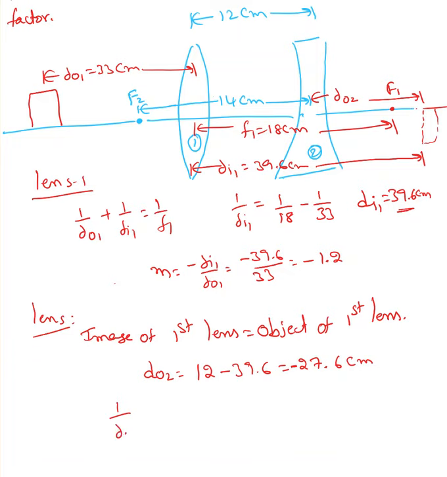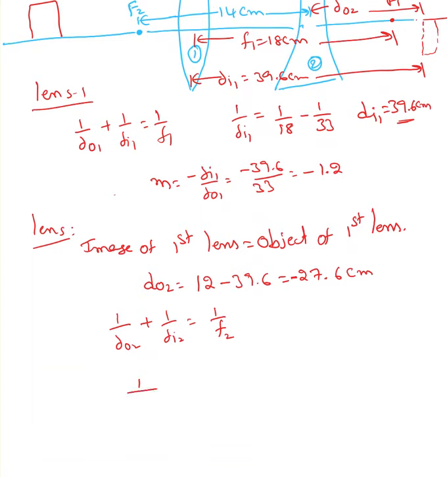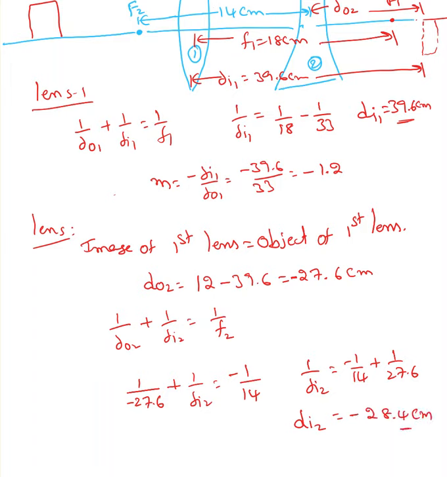So 1 over distance of object 2 plus 1 over distance of image 2 equals 1 over f2. So 1 over minus 27.6 plus 1 over distance of image 2 equals minus 1 over 14 centimeters. So 1 over distance of image 2 is negative 1 over 14 plus 1 over 27.6. I have this distance of image 2 equal to a negative number, 28.4 centimeters. So you end up with a negative number, so the image is going to be in front of the second lens.